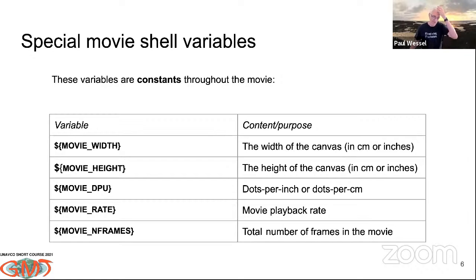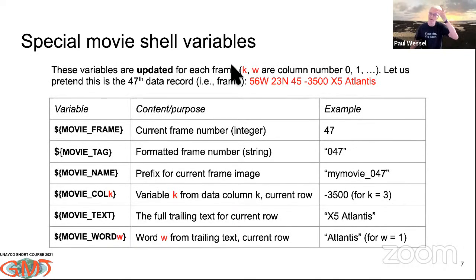The more interesting things are the stuff that vary. So there's a whole bunch of variables that you can use in your script that are created and updated for you. So let's imagine that we have a data file that has, in this case, 4 columns and trailing text, right? So it has longitude, latitude, a couple of data columns, and then some text. And we have a whole file like this, and we want to use that in our animation. Maybe these are earthquakes or locations where we want to show something.